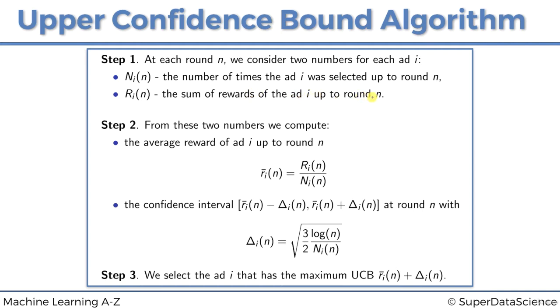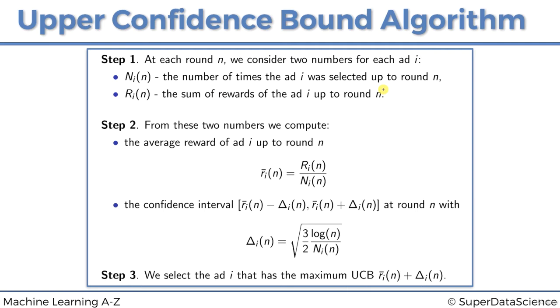Okay, so the first step that I would like you to do, and I'm going to ask you to press pause on this video, is to create two variables for these numbers. The number of times the ad i was selected up to round n, and the sum of rewards of the ad i up to round n.